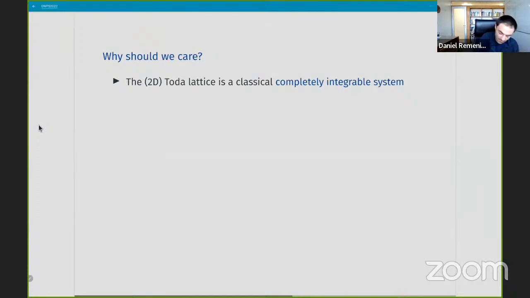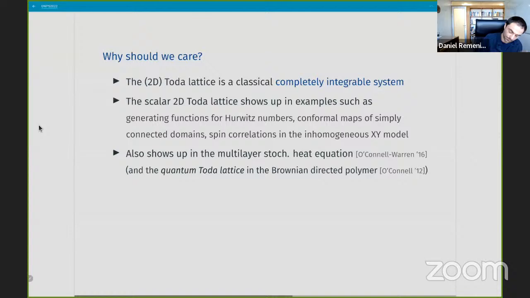There's several reasons, okay? But the first one is that this is a classical completely integrable system. So it's something that shows up in mathematical physics a lot, these sort of equations. So it's interesting to see this connection in this setting. This particular one shows up in different places. It shows up in algebraic geometry, in these generating functions for Hurwitz numbers, in conformal maps for simply connected domains, in another statistical physics model.